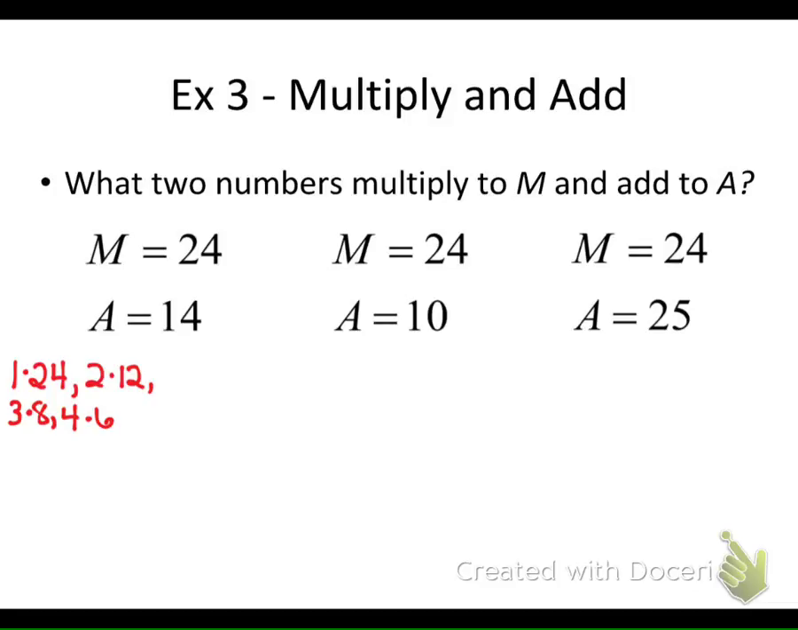So we know that we can stop there. So we're looking for two numbers that multiply to get to 24, but add together to get to 14. What factor pair do you see that would multiply to get 24, but add to 14? 2 and 12. Very good. So I have 2 times 12 up here, and then I have 2 plus 12 down here.